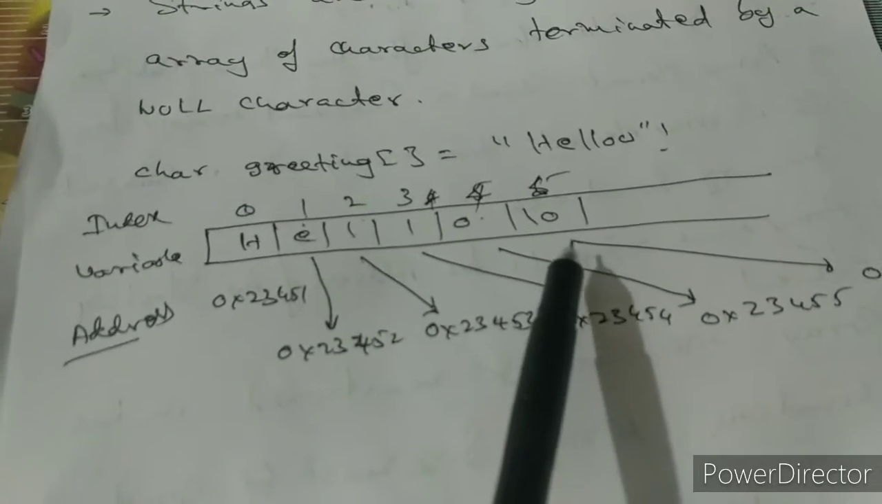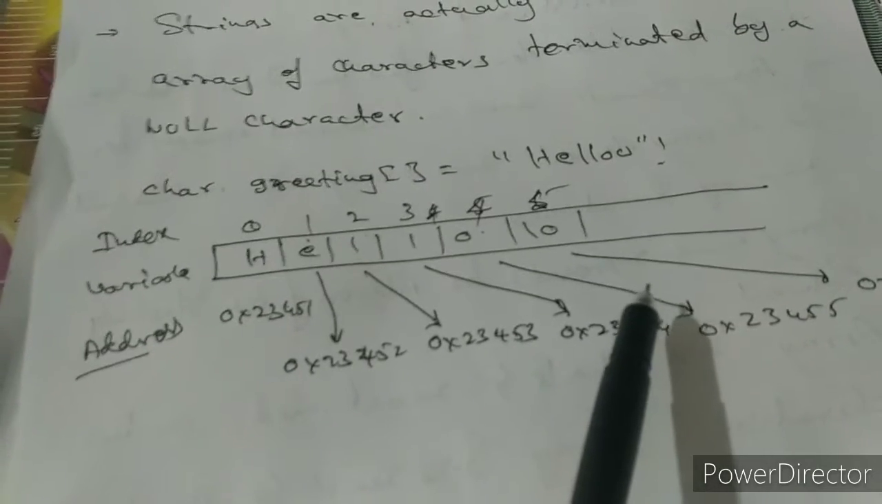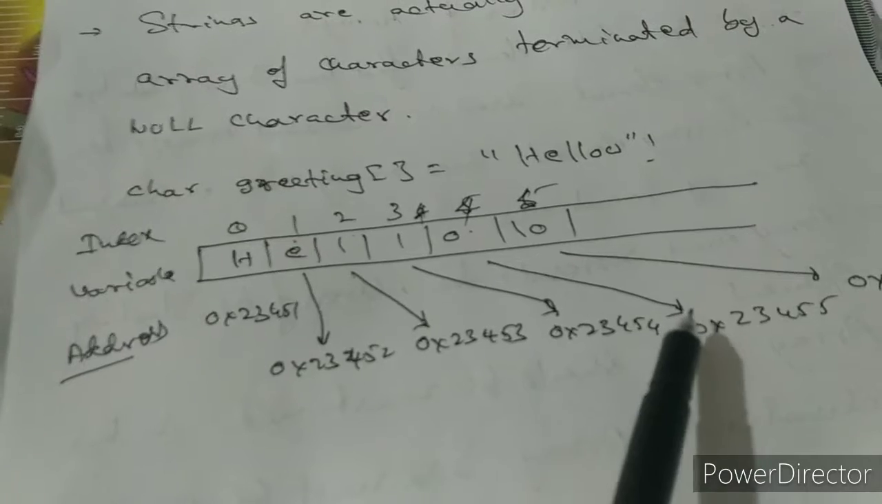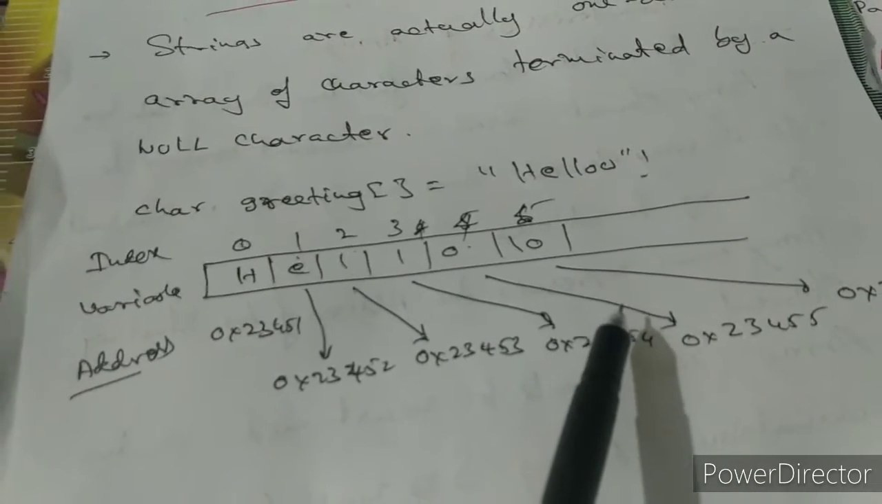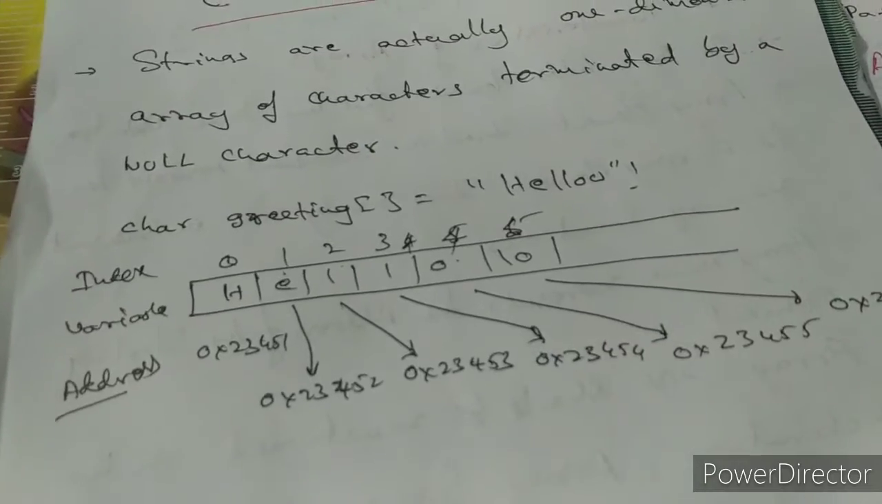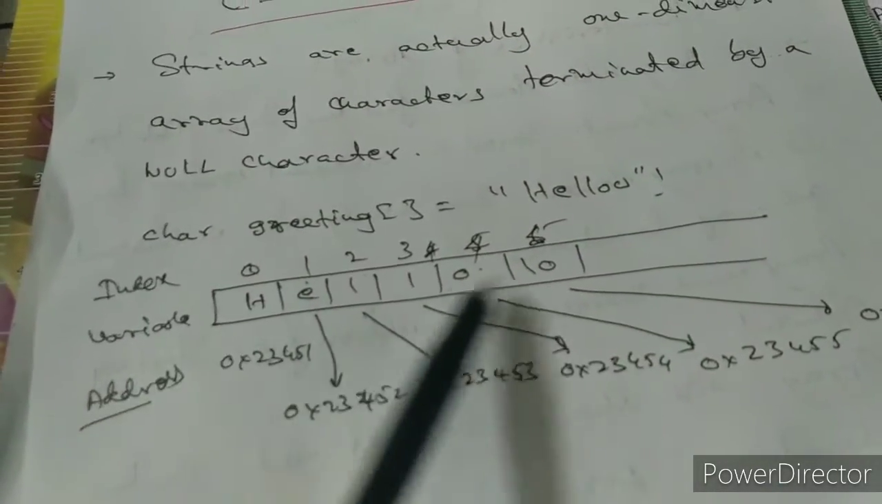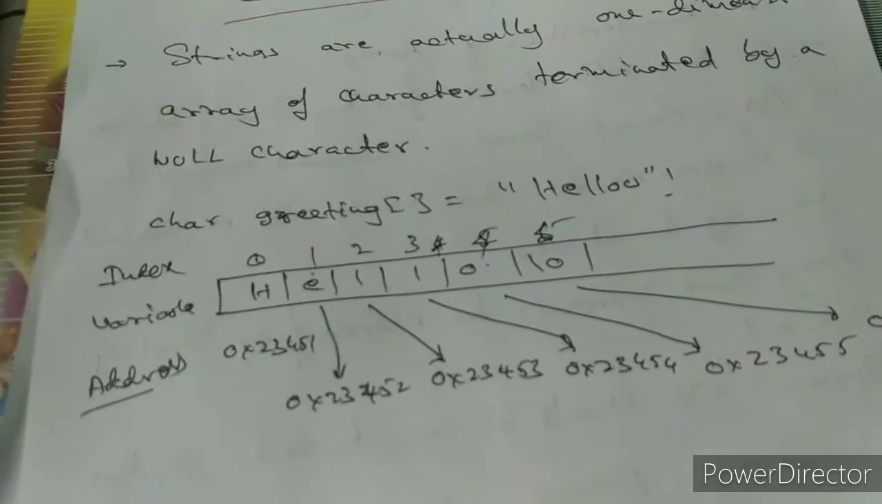Here we don't place any null character at the end of the string constant. The compiler automatically places the null character at the end of the string when it initializes the array. This is the memory representation. In memory, it will look like this.